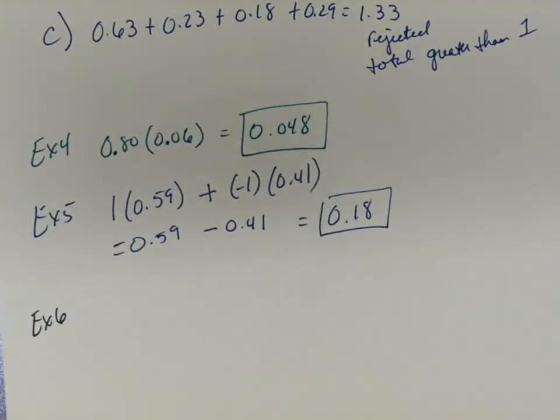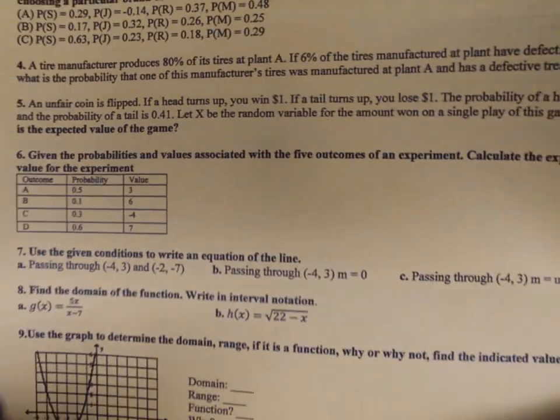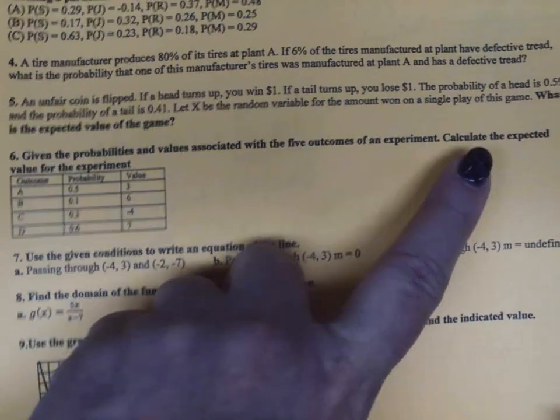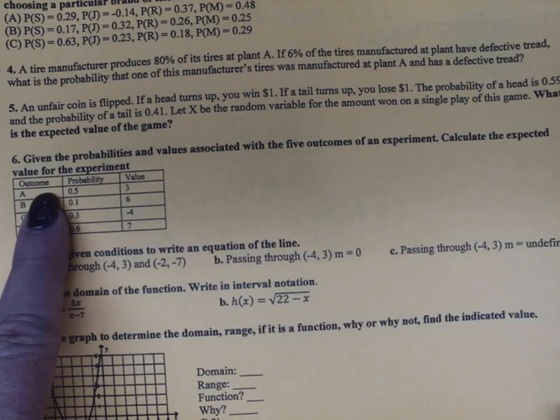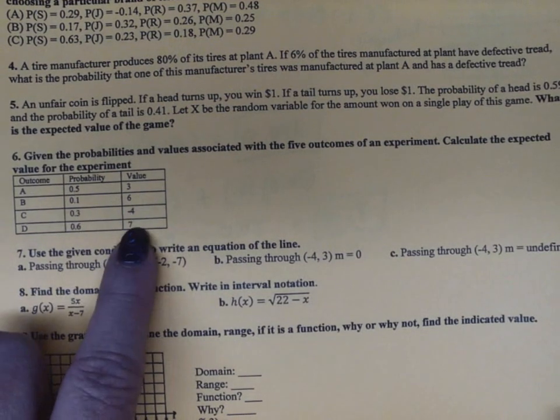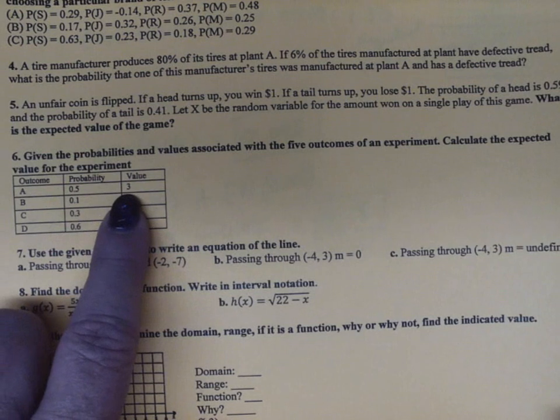So on example 6, we are given the probabilities and values associated with the 5 outcomes of an experiment. Calculate the expected value for the experiment. So here we have the probability. There is our x value. We're going to multiply them and add them.